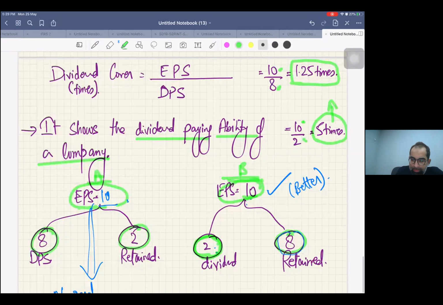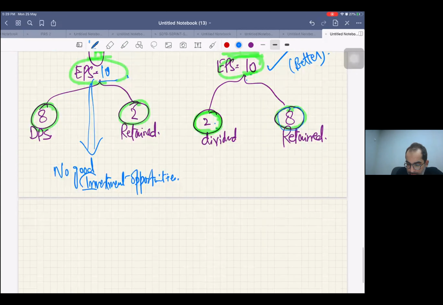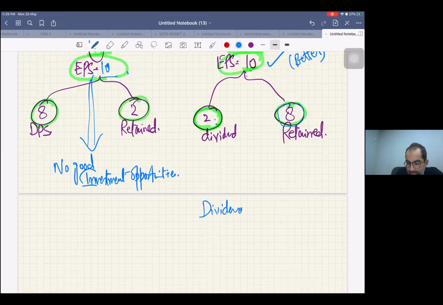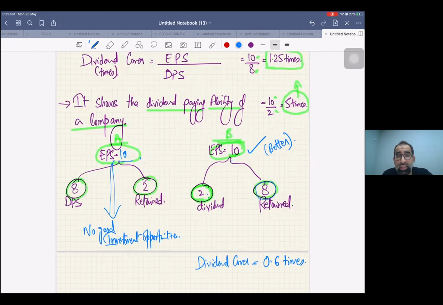Now I have a quiz. What if there is a company with dividend cover 0.6 times? This may come in any exam. 0.6 times means less than 1 times. What does this indicate? Think over it. Giving you 20 seconds. What do you mean by dividend cover 0.6 times?